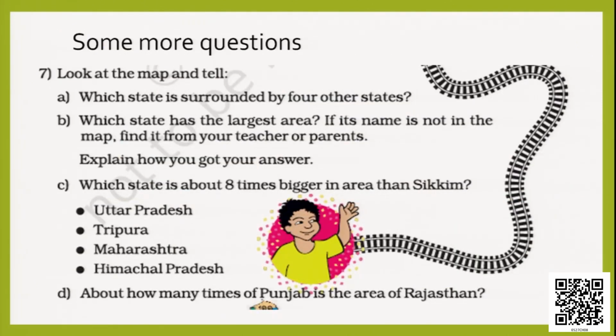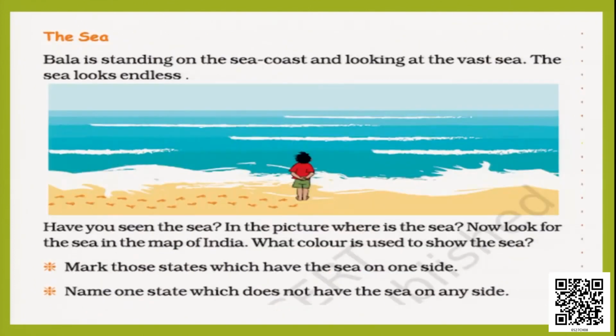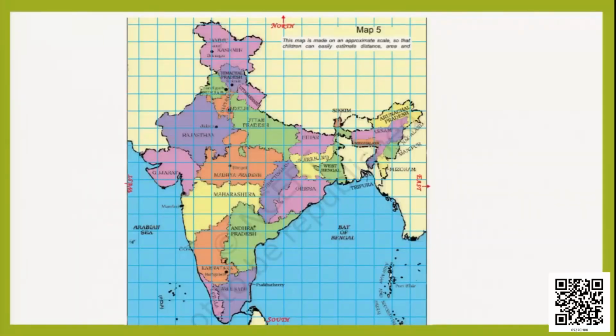Next question, which state has the largest area? If its name is not in the map, find it. But let's see how we can find it. Now see the map, it is divided into grids. Now you can see small squares on the map. So just by counting the squares, we can know which state has the largest area, which state has the smallest area. Just find out from the map, just count the grids. This is a work for you.